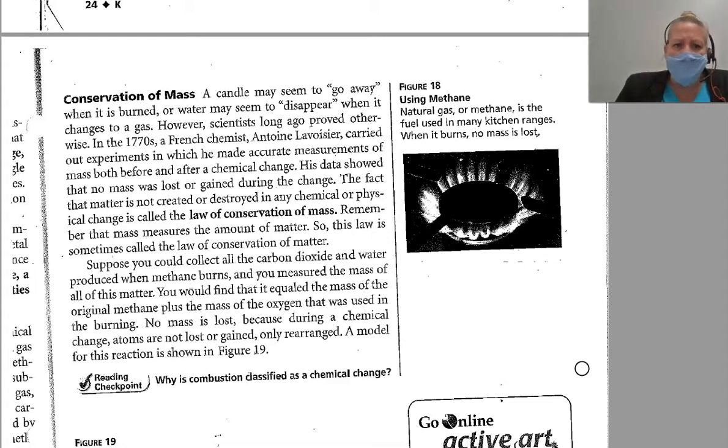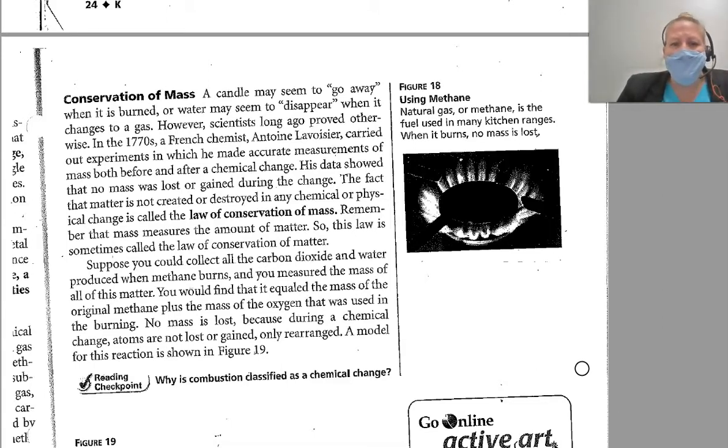The fact that matter is not created or destroyed in any chemical or physical change is called the law of conservation of mass. Remember that mass measures the amount of matter. So this law is sometimes called the law of conservation of matter.